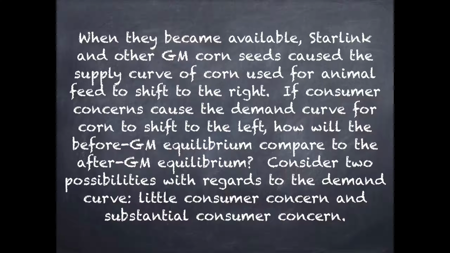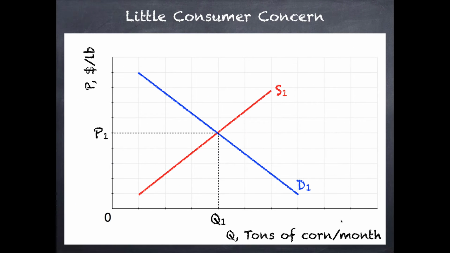So we want to compare what's going to be the impact on equilibrium price and quantity if people aren't too concerned with genetically modified foods versus if people have a substantial concern about genetically modified foods. So here we are, and we're taking a look at little consumer concern. And here's our original equilibrium in the marketplace, P1 and Q1, giving us the equilibrium price and quantity for corn.